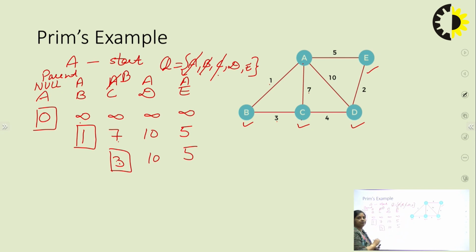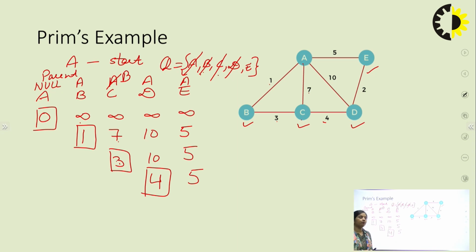Now what are the neighbors of C? Neighbors of C are B, which is not in Q, A, which is not in Q, and D. D is in Q. From C to D, the edge is 4. And what is the value for D? That is 10. So reset. E is not a neighbor. Now select the next minimum value, D. So what will be deleted this time? D. D has been deleted.